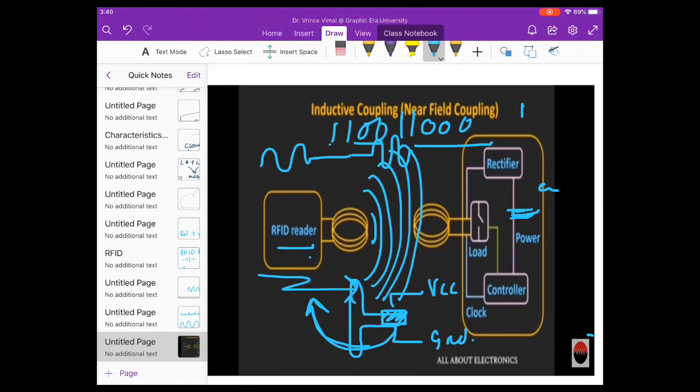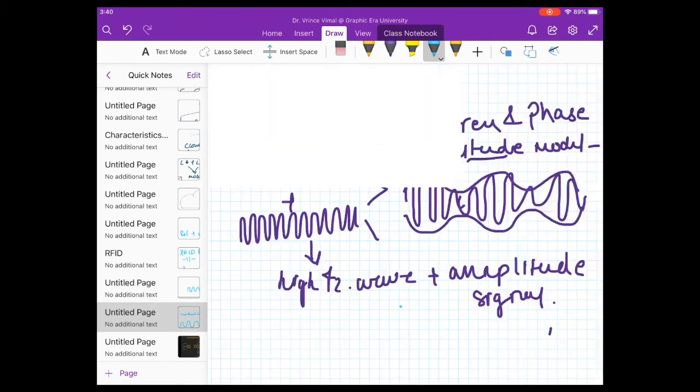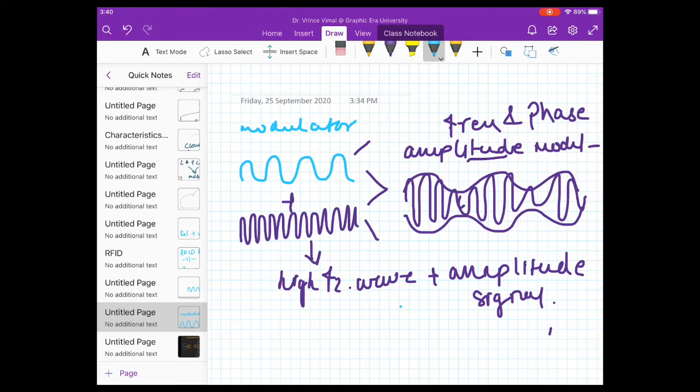Now once this information is back to the reader, what basically happens is, this information is received by the antenna of the reader. The signal is quite weak, so it is again amplified. Once it is amplified, it is sent to the demodulator to demodulate it. Demodulation is the process of recovering the original signal with the help of the modulated wave.